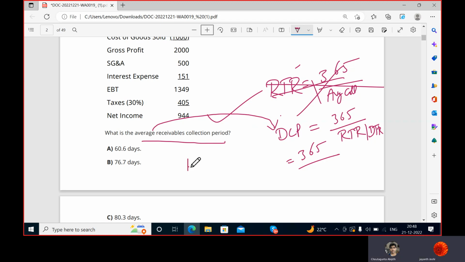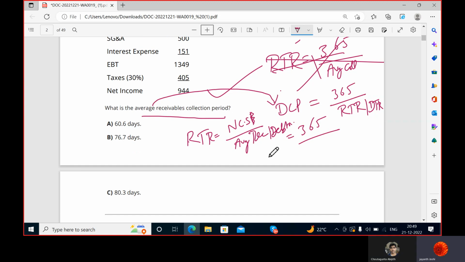Receivable turnover ratio is net credit sales, or if they did not differentiate between credit sales and cash sales, any sales you can take. The assumption is sales can be cash or credit, doesn't matter. Sales is sales. So sales by average receivables, net credit sales by average receivables or debtors. Now find this and put it in the denominator to find out the debt collection period.